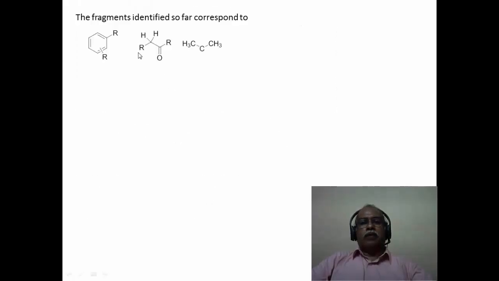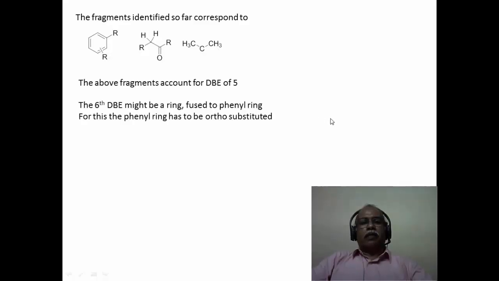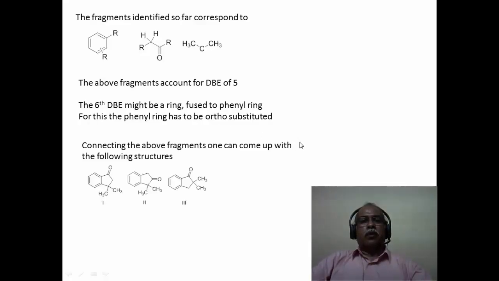So we have to put these two fragments together, but before we do that, if you take these three fragments, the degree of unsaturation only amounts to 5, but the actual degree of unsaturation in this molecule is 6. So the sixth degree of unsaturation, or double bond equivalence, might actually be coming from a ring that is fused to the phenyl ring. In other words, the phenyl ring has to be an ortho-substituted derivative for this to be present. So if you put an ortho-disubstituted derivative and connect all these fragments together, it could be an indanone of this type, or of this type, or of this type.